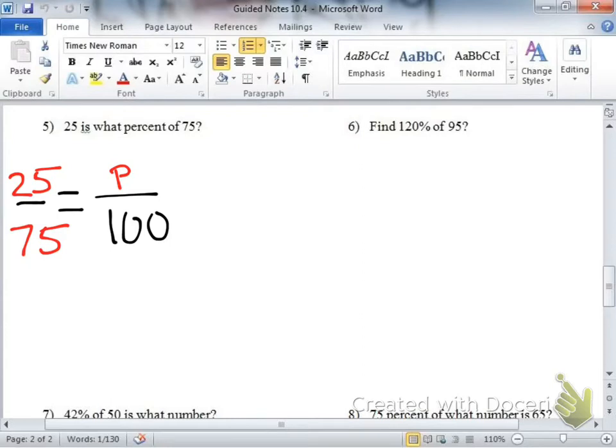All right. Colin, you like the variable in the front, right? You keep going that way? Okay, I'll stick with it. So 75p equals 2,500. Good. And then divide both sides by 75.